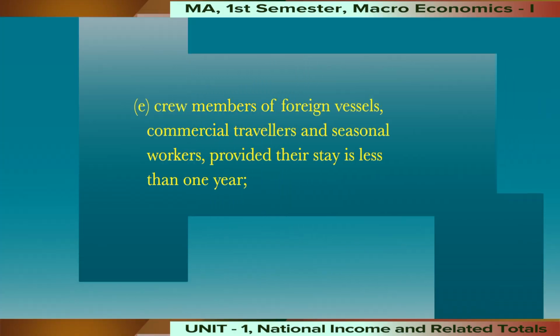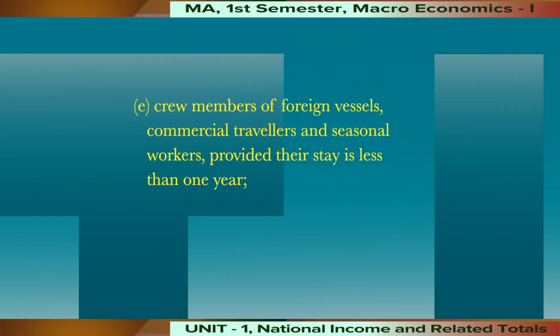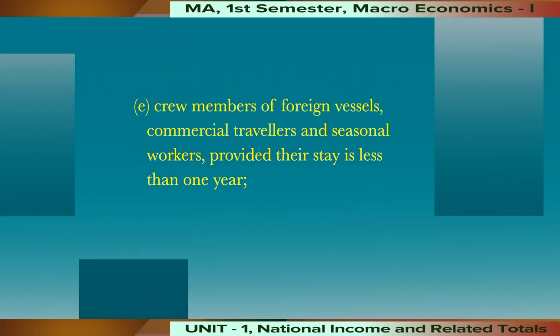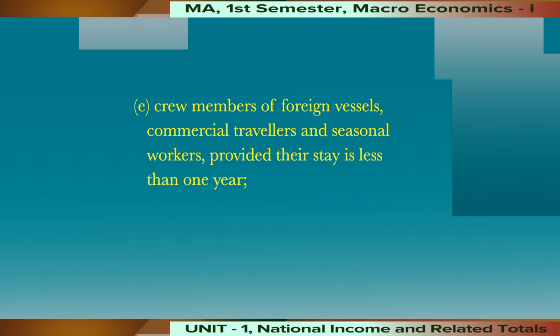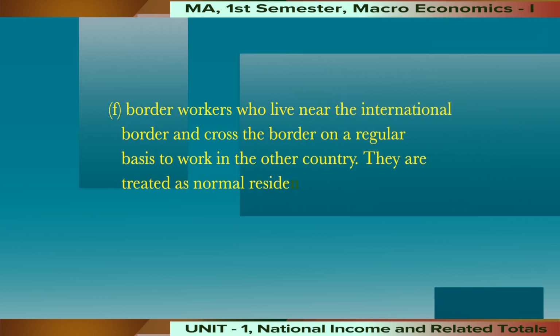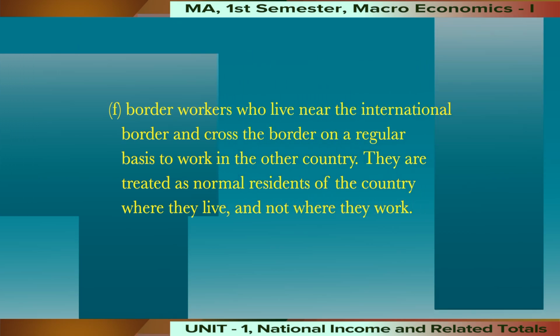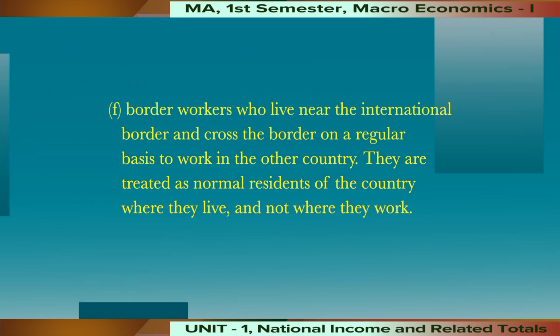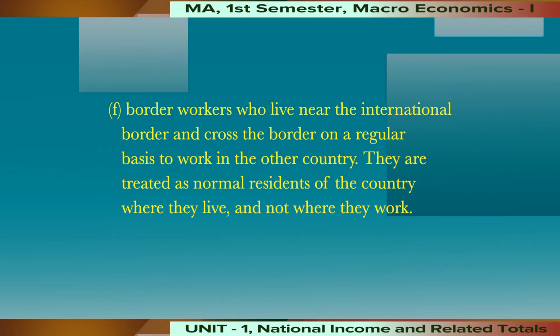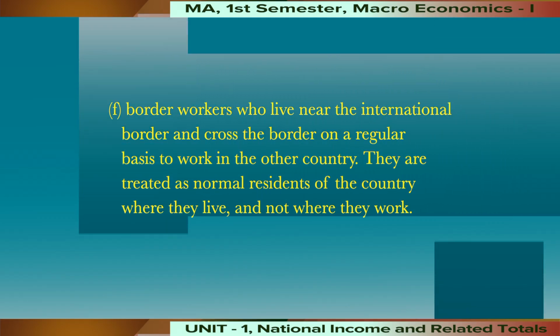Fifth, crew members of foreign vessels, commercial travelers, and seasonal workers, provided their stay is less than 1 year. And sixth, border workers who live near the international border and cross the border on a regular basis to work in the other country. They are treated as normal residents of the country where they live and not where they work.